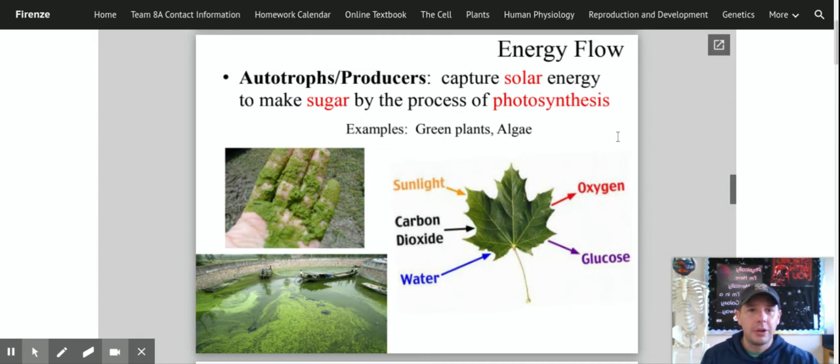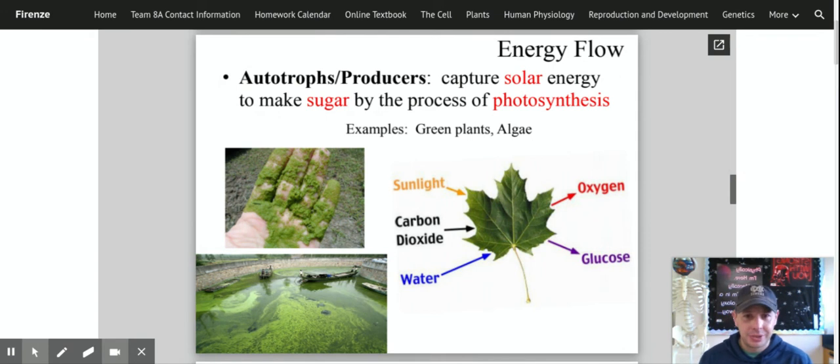The first part of energy flow in the environment comes down to autotrophs and producers. Producers do exactly what they say. They produce sugar. They produce energy for organisms to use. The word autotroph, you see the word auto in there. Autotrophs automatically make their own food. That's the way to remember it. Producers produce their own food. You can use these words interchangeably.